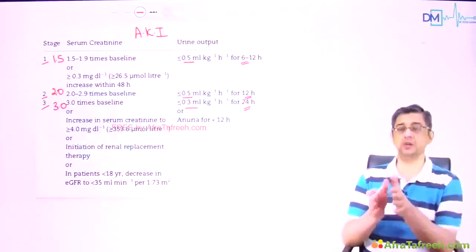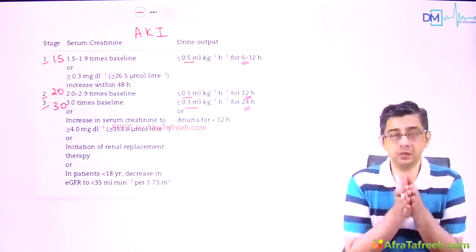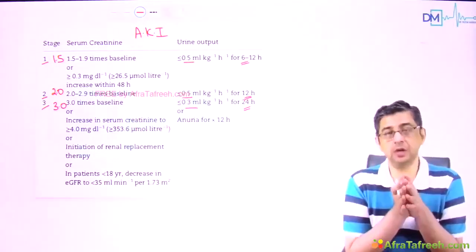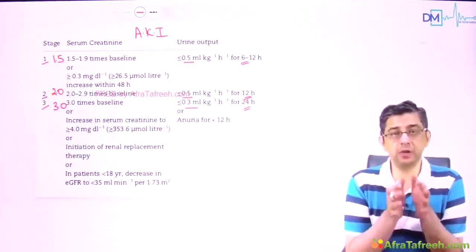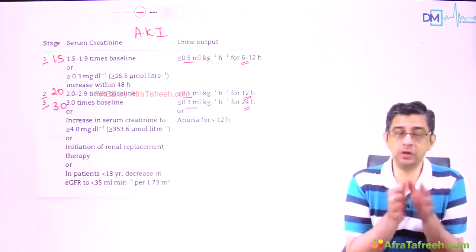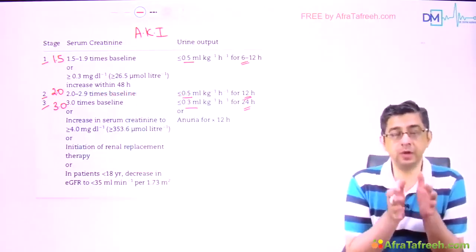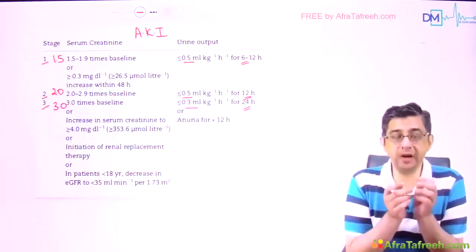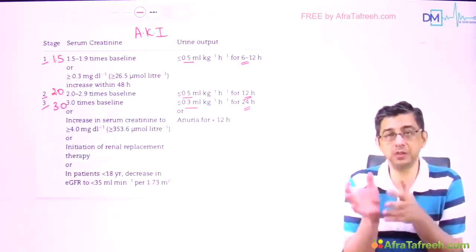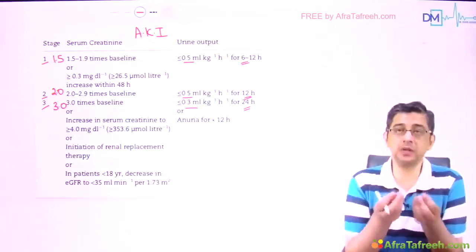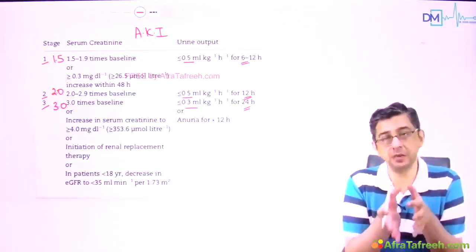So I'll just make you practice once again. When it comes to stage 1 of AKI in a patient, the serum creatinine should be between 1.5 to 1.9 times of normal, and urine output, which is normally 1 ml per kg per hour, here is going to be 0.5 ml per kg per hour for 6 consecutive hours. This means that the kidney failure has started. He is in stage 1.